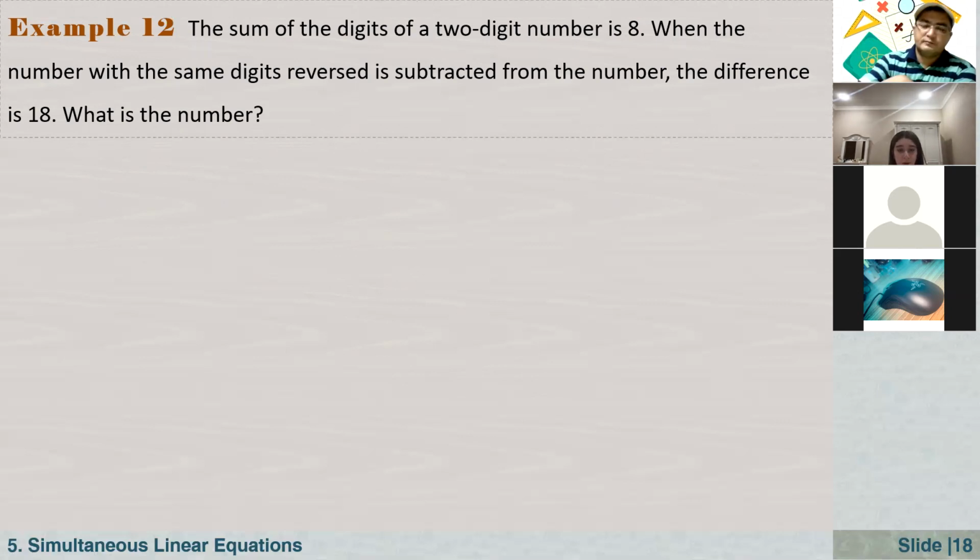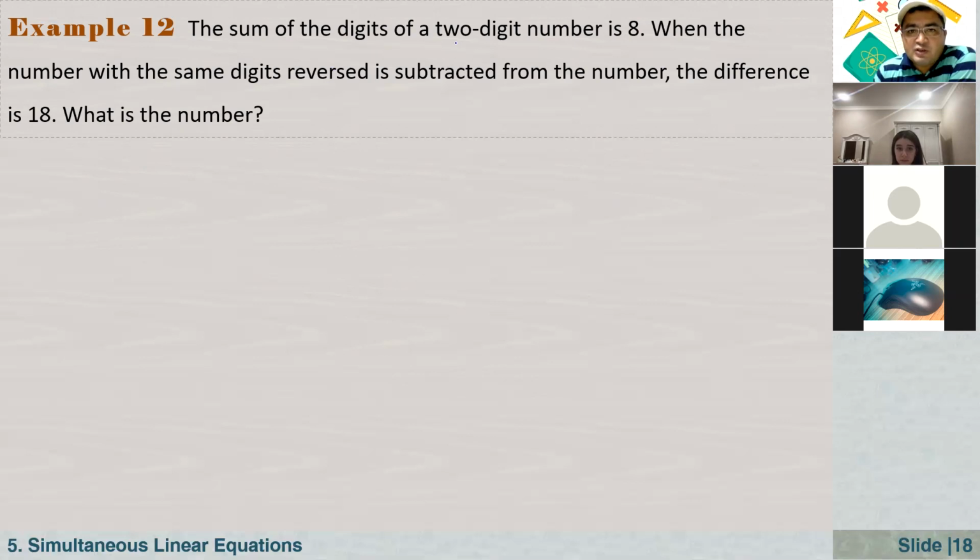The sum of the digits of a two-digit number is 8. When the number with the same digits reversed is subtracted from the number, the difference is 18. What is the number? Do you understand the question, Ayan? Not really. Jasmine, how about you? Does it mean like, for example, 1 plus 7 and then 7 minus 1? Yeah, something like that. But here we are talking about two-digit numbers, right?